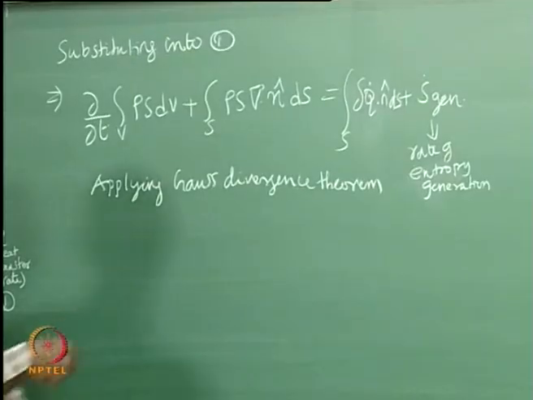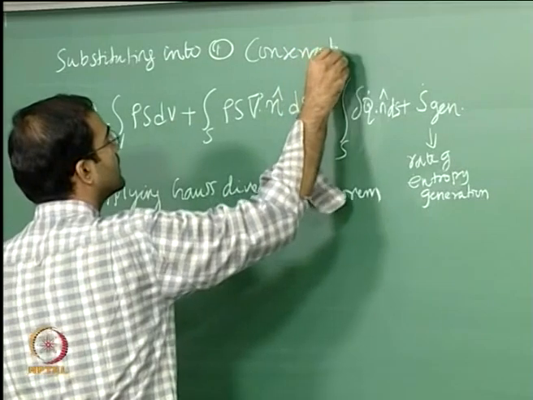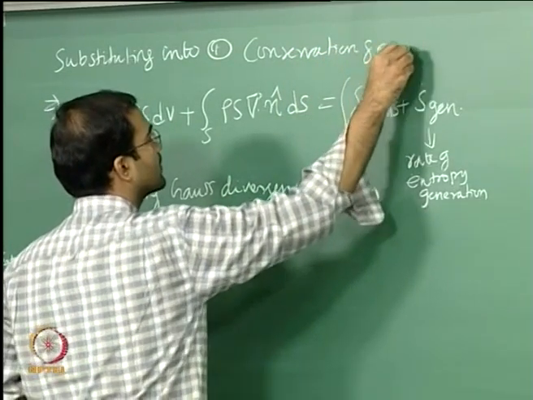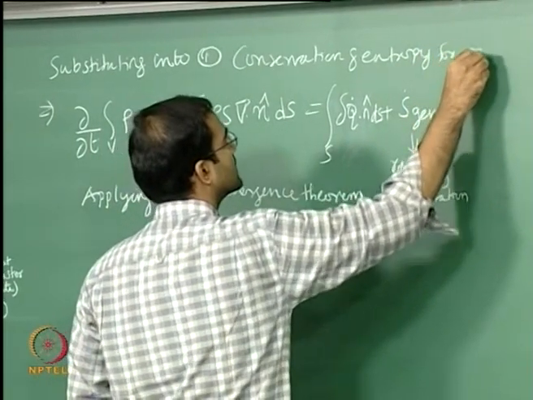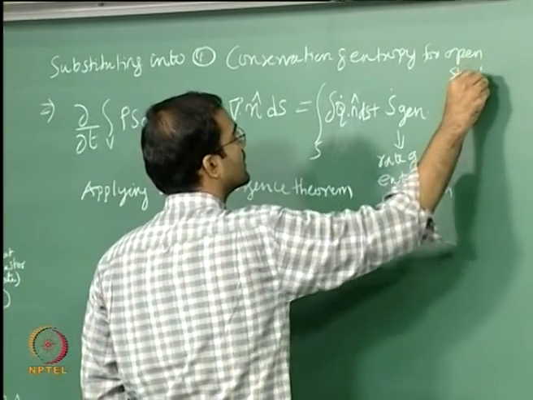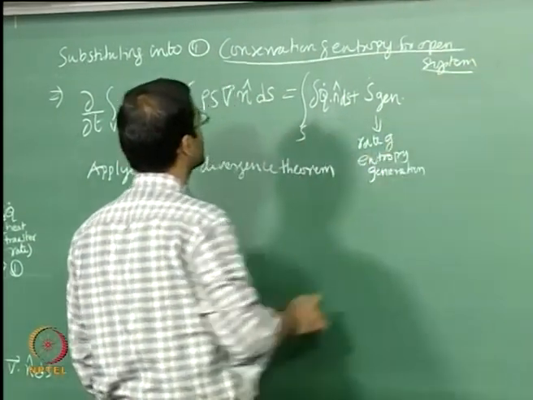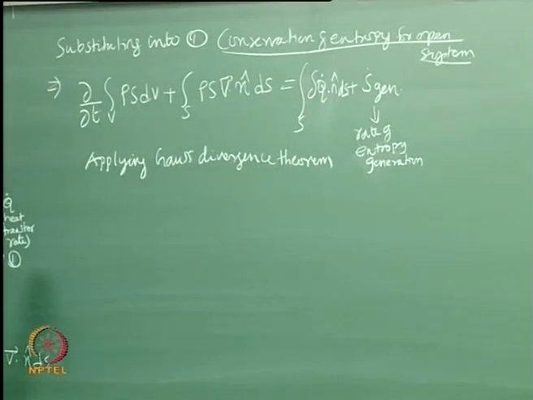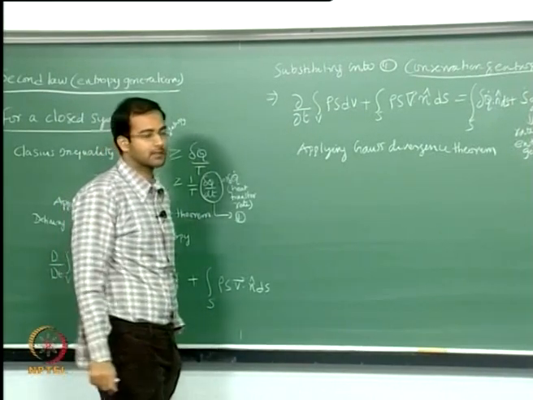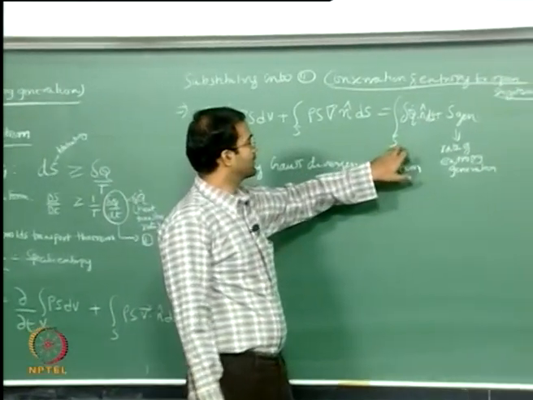So this is nothing but conservation of entropy for an open system. Or, if you don't want to look at this as a conservation of entropy, you can also think of this as an entropy balance equation. Okay, so now what we are going to do, all the surface integrals can be converted to volume integrals by the Gauss divergence theorem.